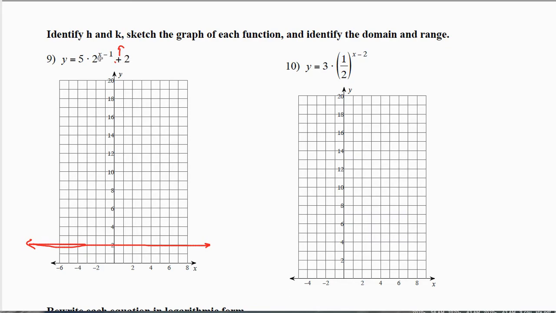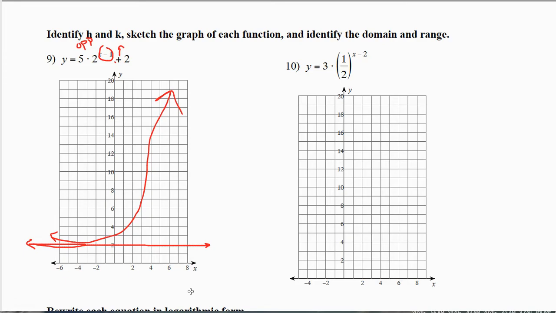Then it says the x is -1. So it moves our x value to the right 1. The x value is always the opposite. So it's going to be moving it to the 1 and draw it kind of like this.